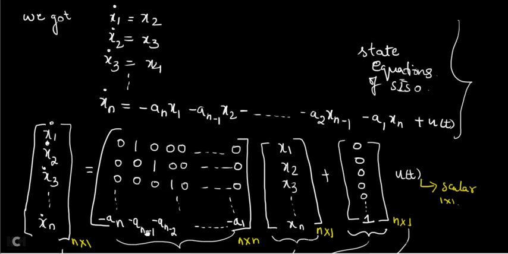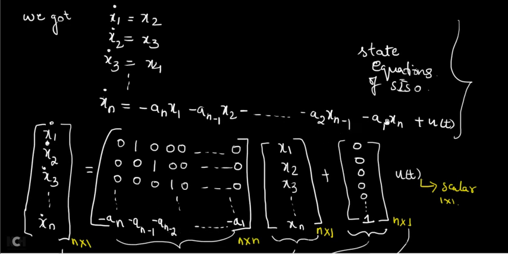Now what will be the expression for the last one? The last equation is xn dot is equal to, x1 is also there, x2 is also there, all x values are there, but for x1 what is multiplied? Minus an. So the first element should be multiplied by minus an. That's why minus an is written. The second element is minus an minus 1. The third element will be minus an minus 2, and so on.